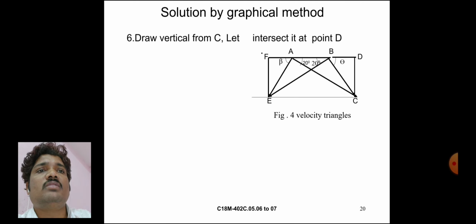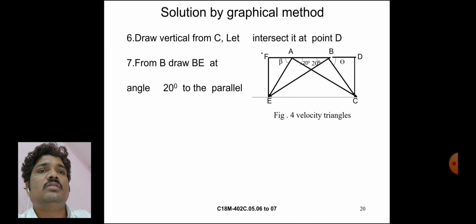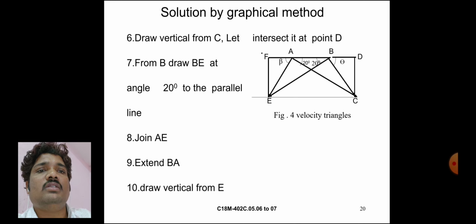Draw a vertical from C. Let it intersect at point D. From B, draw BE at an angle of 20 degrees to the parallel line. Join AE. Extend BA. Draw a vertical from E.